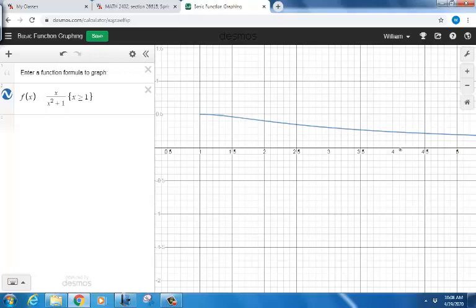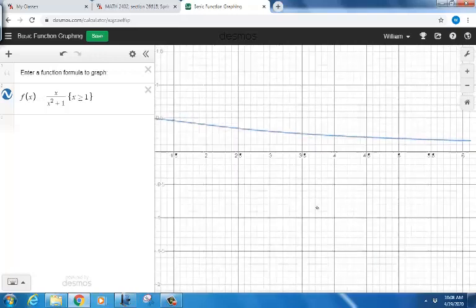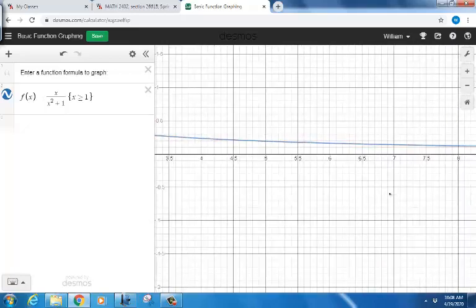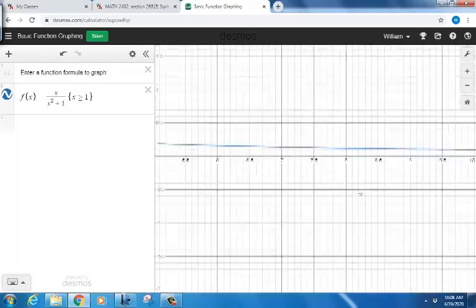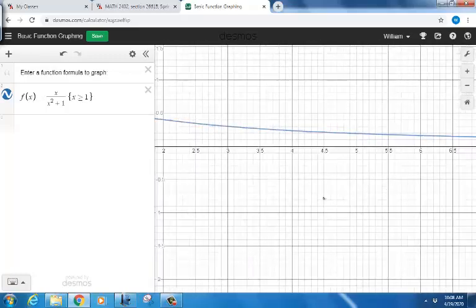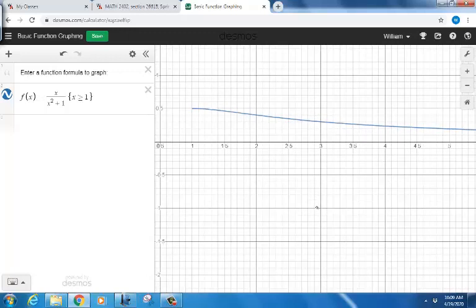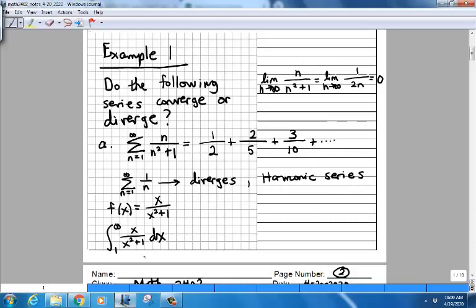So we don't have to check this graphically. We can check it with calculus by computing derivatives. But I think this visual check is sufficient. It certainly appears to be the case that this function x over x squared plus 1 is always decreasing, always going down, for x bigger than or equal to 1. So that's good news for us. That means that the integral test applies. If we compute this improper integral and it converges, then the original series converges. If it diverges, then the original series diverges.